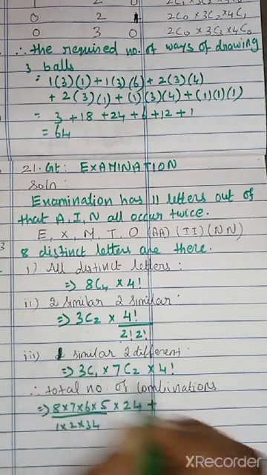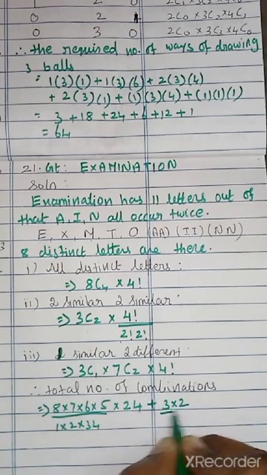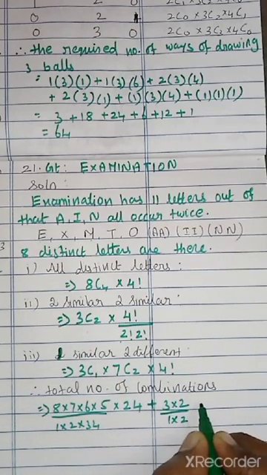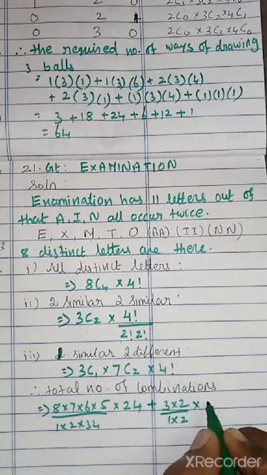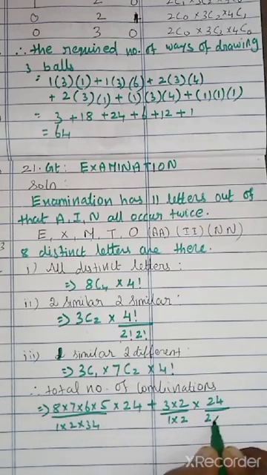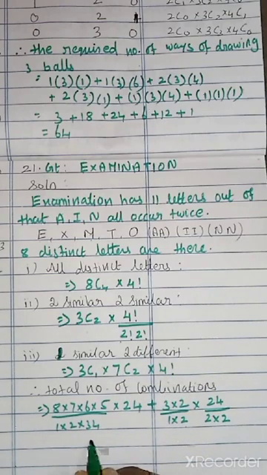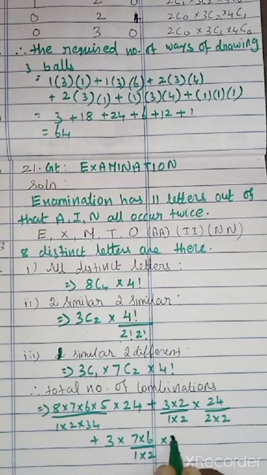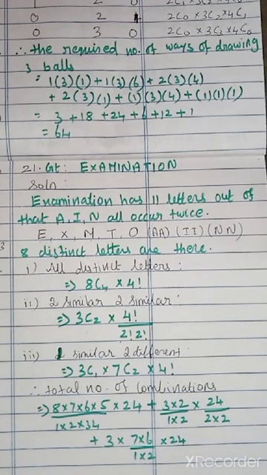Plus 3C2: 3 into 2 by 1 into 2, into 4 factorial answer 24, divided by 2 factorial answer 2, 2 factorial answer 2. Plus this one: 3C1 is 3, into 7C2, which is 7 into 6 by 1 into 2, into 4 factorial answer 24. So we can cancel all those things and you can get the answer.